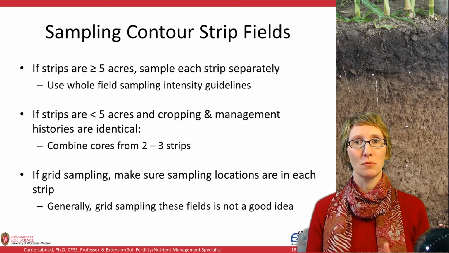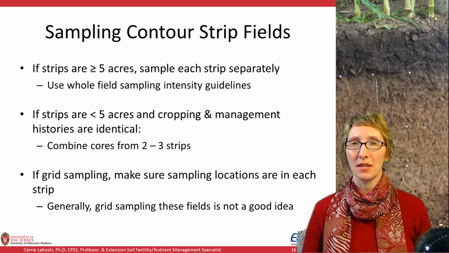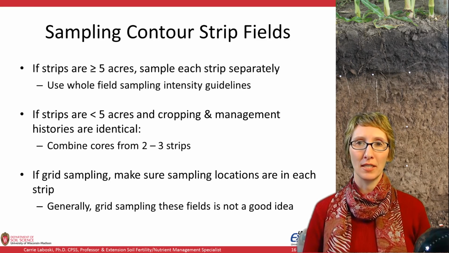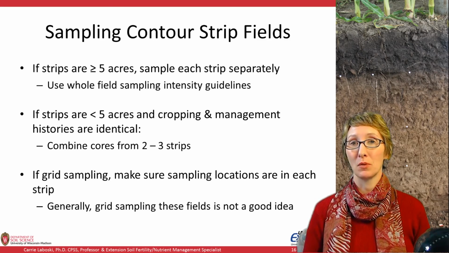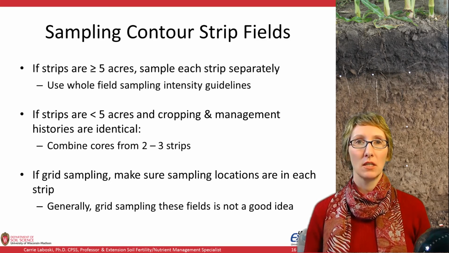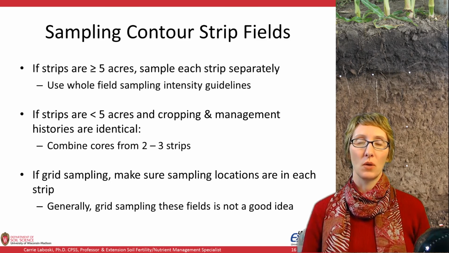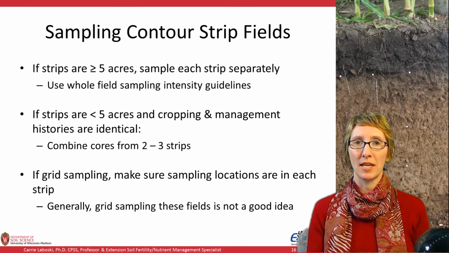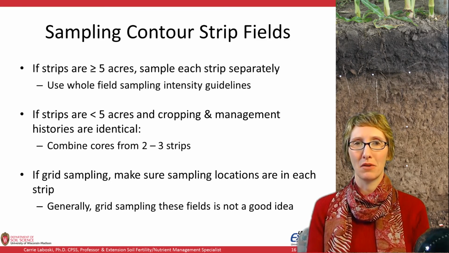Grid sampling contoured strips becomes quite difficult. You need to make sure the sampling locations are actually in the strip. And it's hard to say that that's a good idea. I think it can be done, but you're going to need a lot of sampling points that a lot of people don't want to do. And I've seen grid sampling of contoured strips done very poorly, where the samples were essentially taken right on the contour, where you're switching from one strip to another, and that's not providing good data.